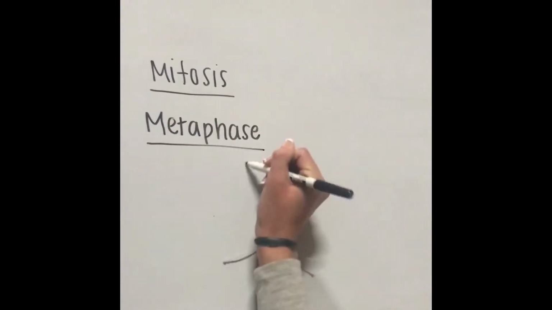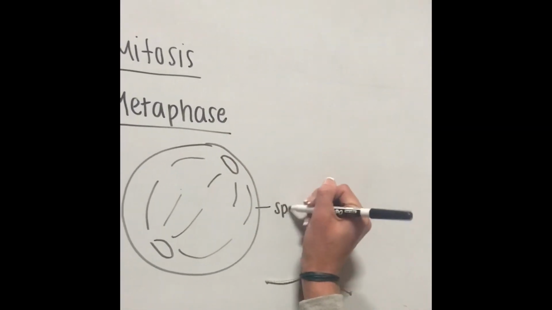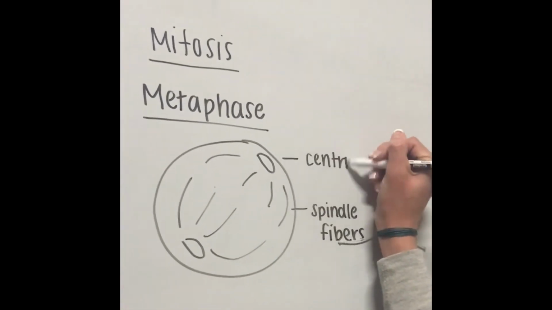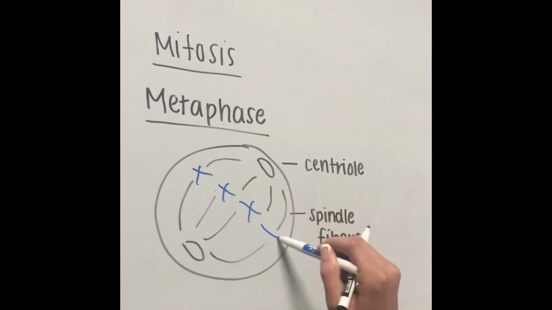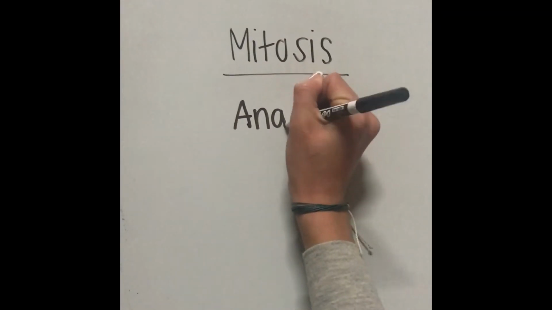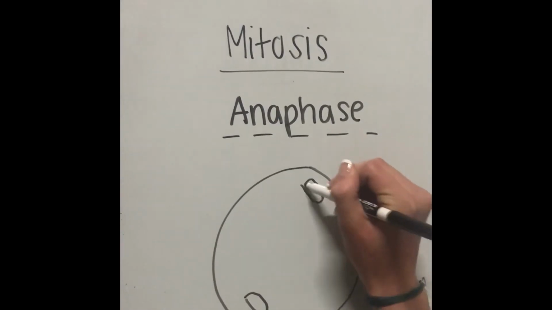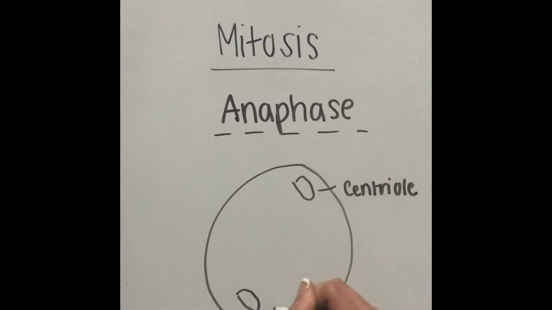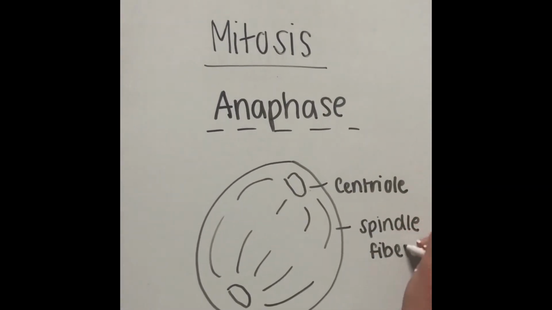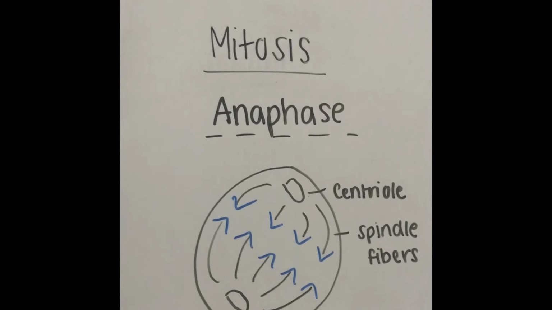The next part of mitosis is metaphase. During this phase, the chromosomes move to the middle and the centrioles move away from them. The following step is anaphase, during which the chromosomes, which are also called sister chromatids, are separated by the spindle fibers. The blue sketches represent the individual chromosomes.